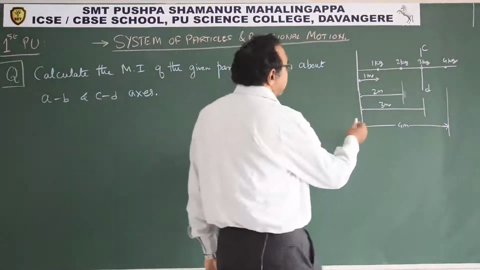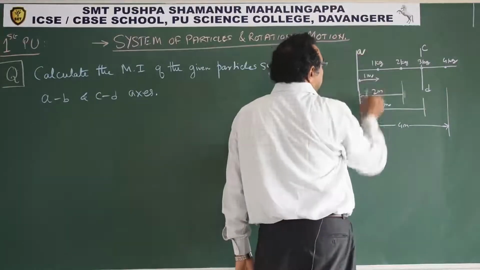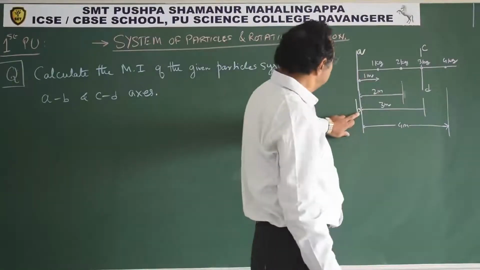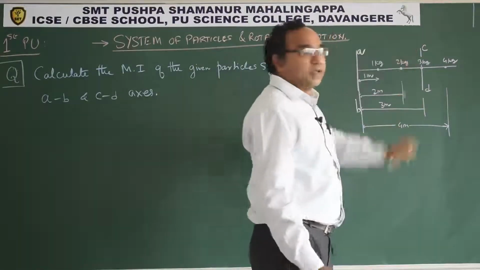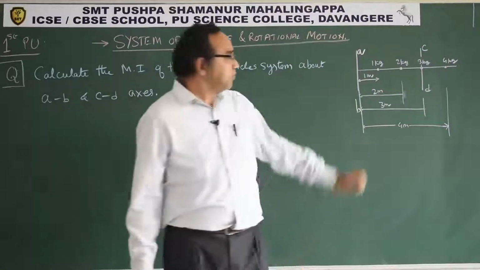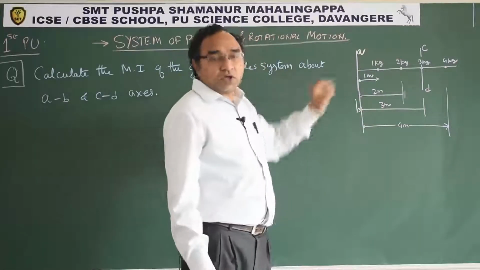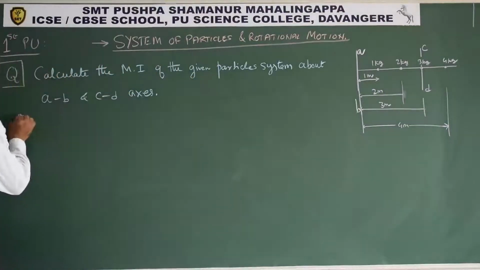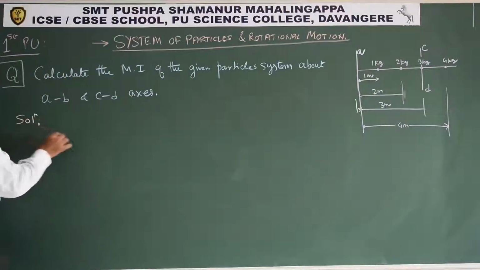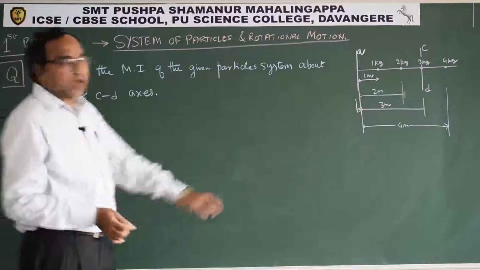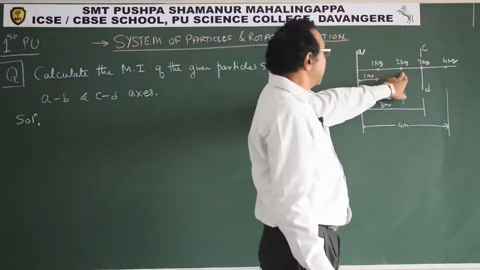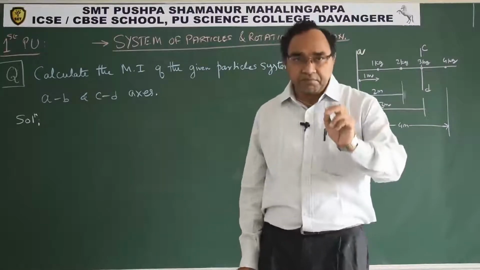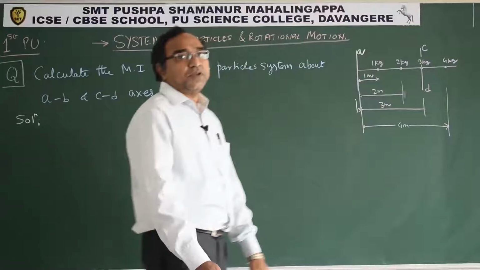Please understand here, this is axis AB and this is axis CD. Axis AB is passing through the point here. Now students, how to find moment of inertia? So how to approach this question? All the particles are discrete: 1 kg, 2 kg, 3 kg, 4 kg. Here we have different masses at different positions.